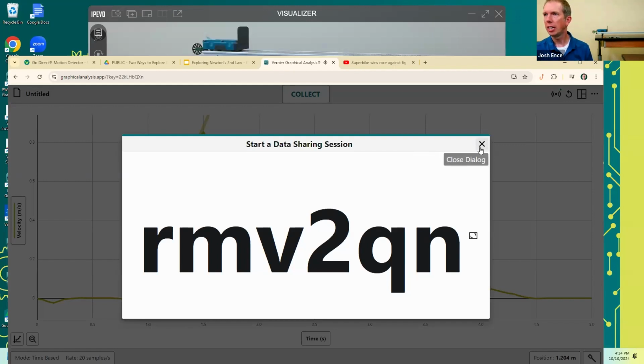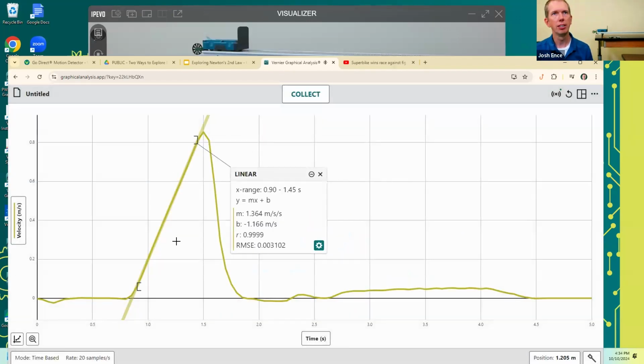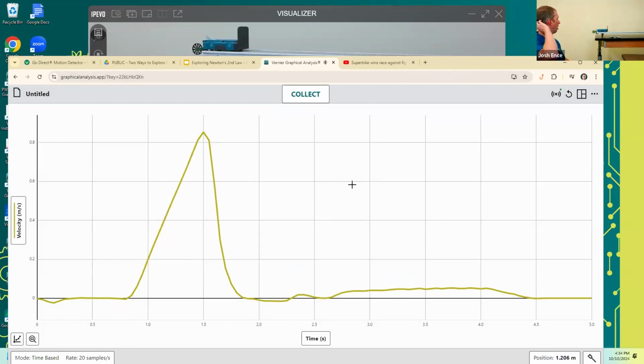I've already done a curve fit here. You don't get that. You only get the data. I'm going to do another run, and you'll get that as well, so long as you're still connected. So I'm going to add some more mass to my cart so we get a different acceleration this time.